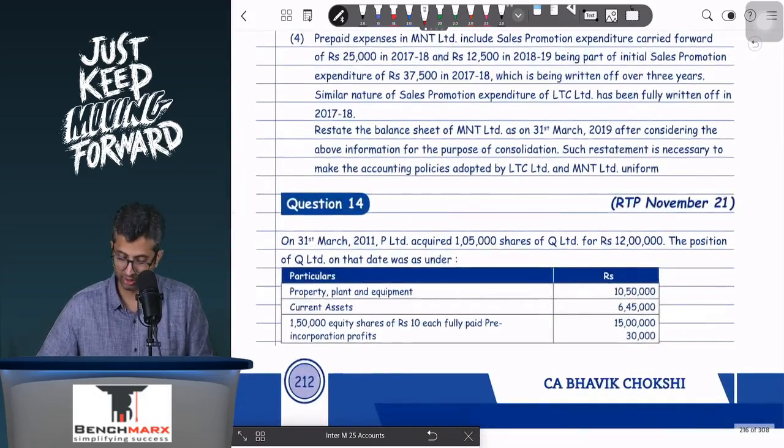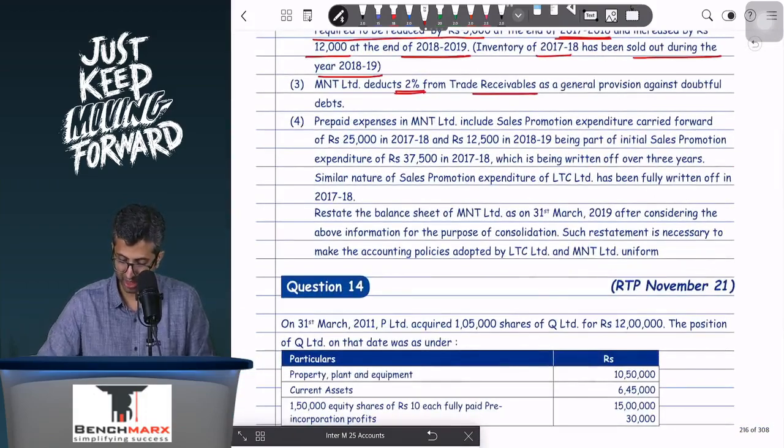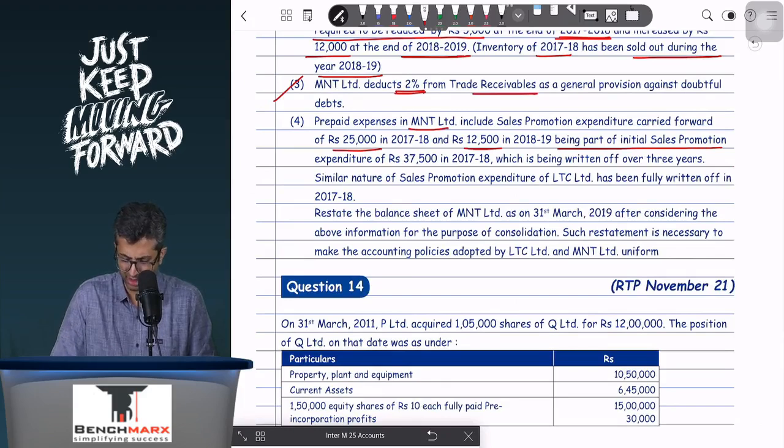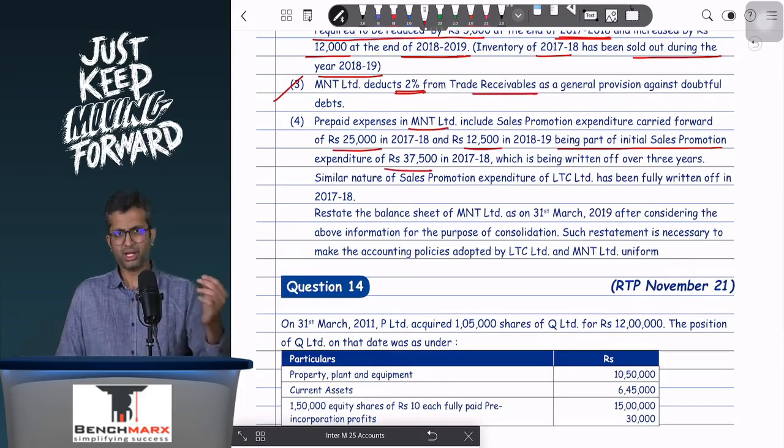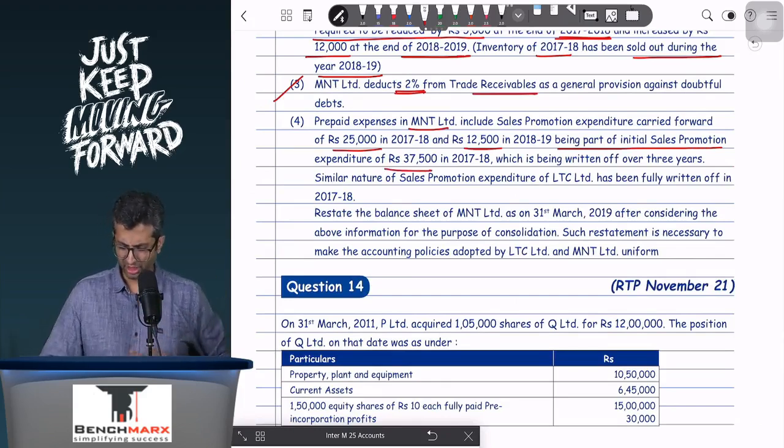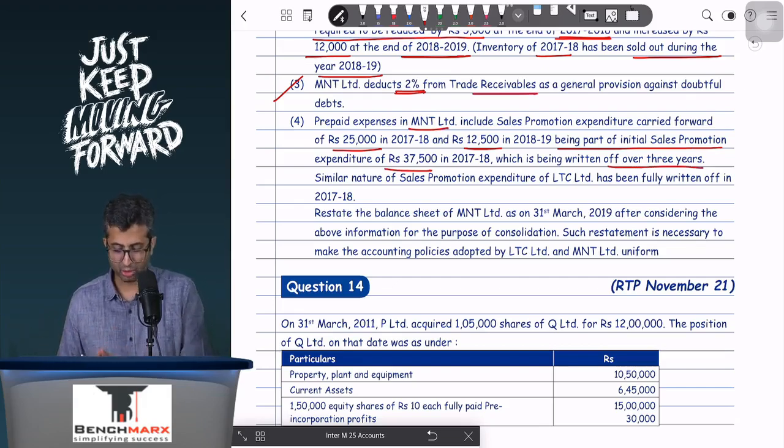7,000 added over here. Next, you will have prepaid expense of M&T include sales promotion expenditure carried forward to 25,000 in 17-18, 12,500 in 18-19, being a part of sales promotion of 37,500 in 17-18, which is written off over 3 years. So out of that, I can say 12,500 and 12,500 has been written off in the year 17-18 and 18-19. Still another 12,500 is remaining, which must be in the prepaid.